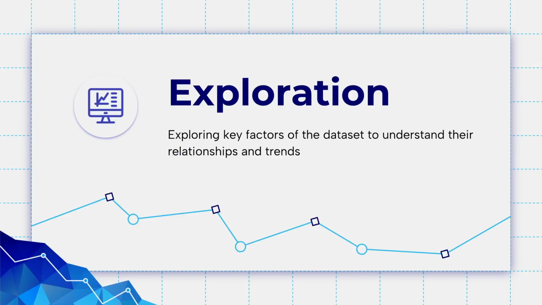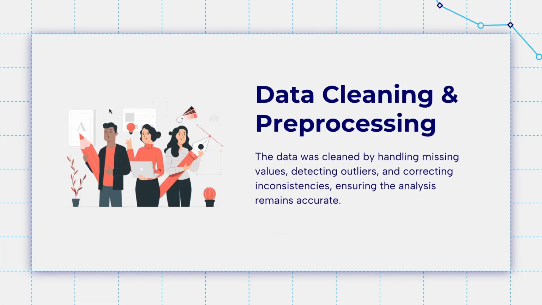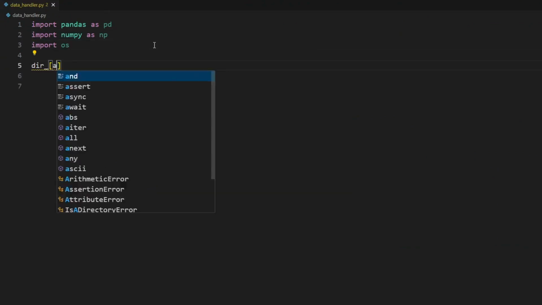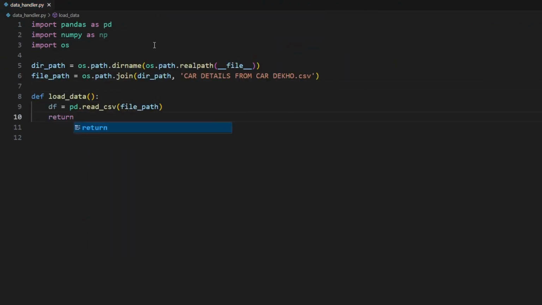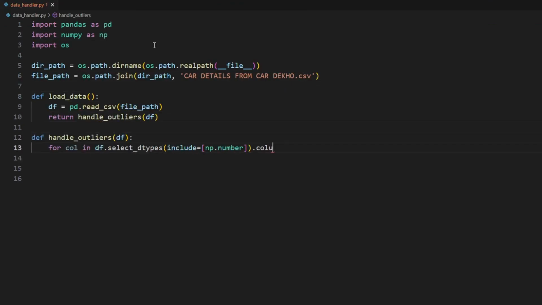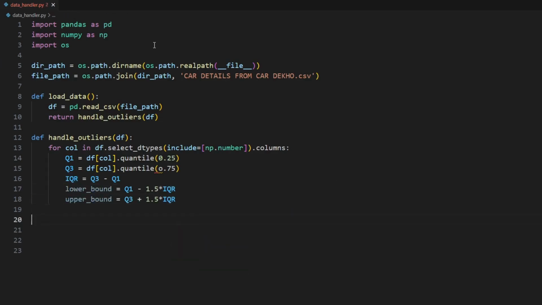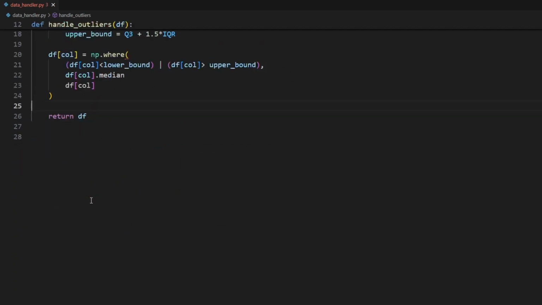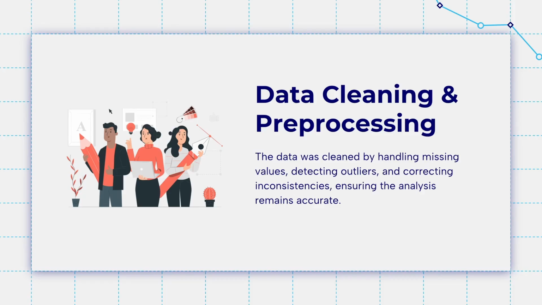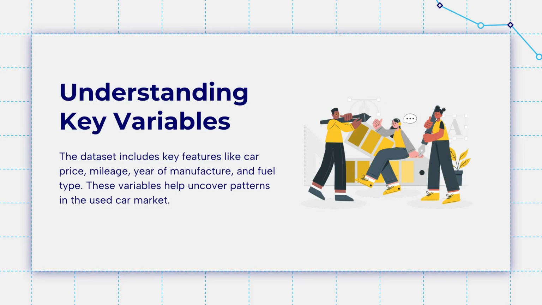Once the data set was ready, we moved on to exploration. Exploration involves digging deep into the data to understand its structure, relationships, and trends. But before analysis, we had to clean the data. This meant handling missing values, which could otherwise skew results, and detecting outliers, those extreme values that often distort averages or patterns. For example, a car listed at an unrealistically low or high price might indicate a data error. Cleaning such inconsistencies was essential to maintain accuracy.